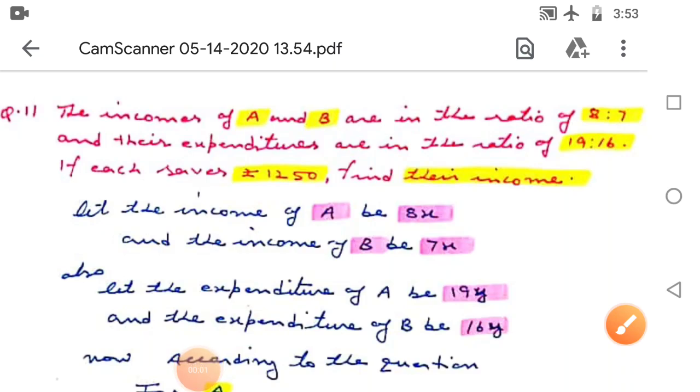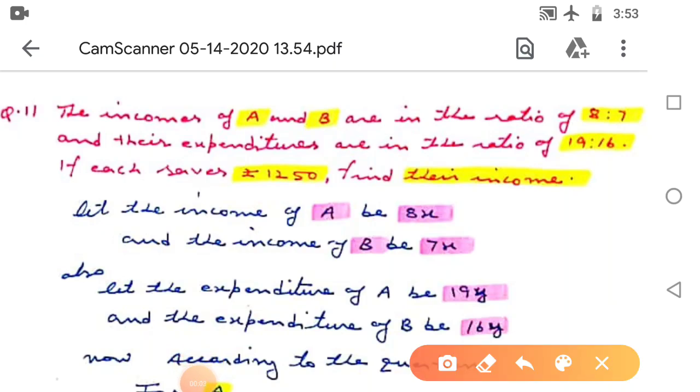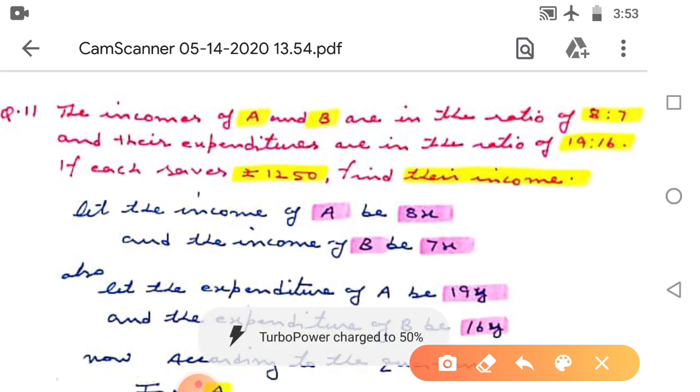Hello students, let's start important questions, pair of linear equations in two variables, part 2. In part 1 we have done 10 questions and we are starting from question 11.